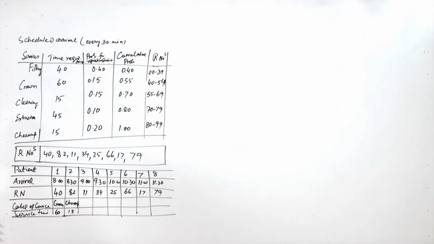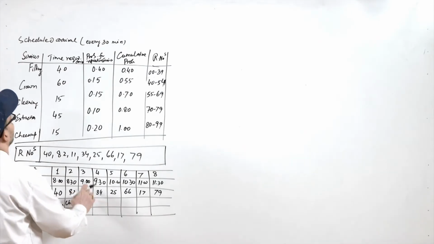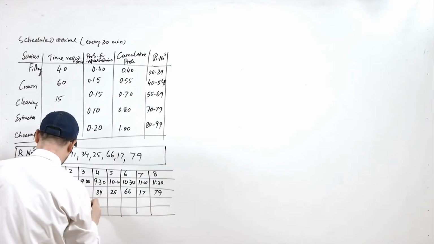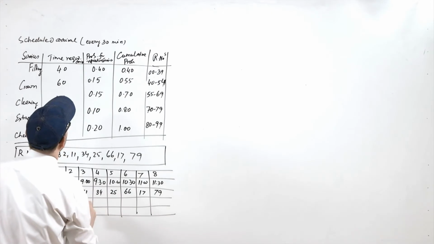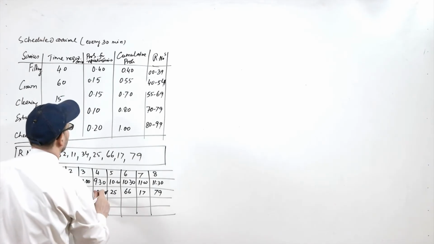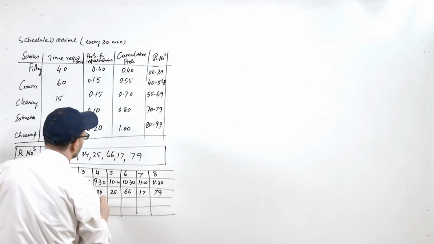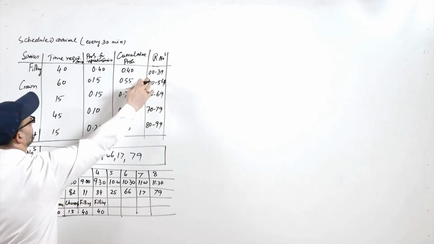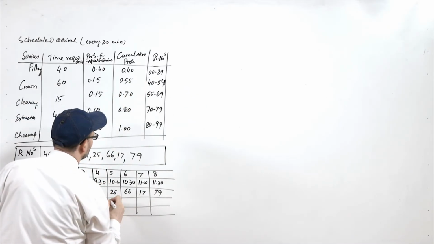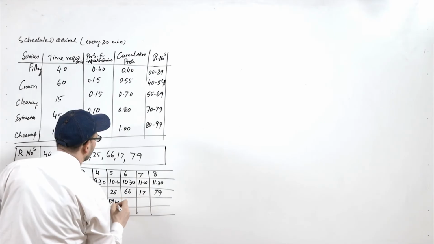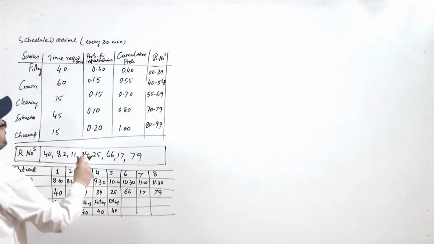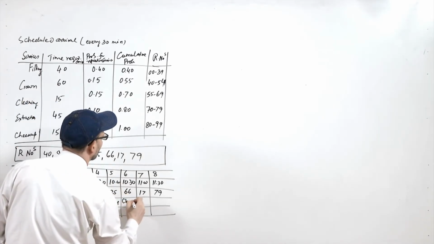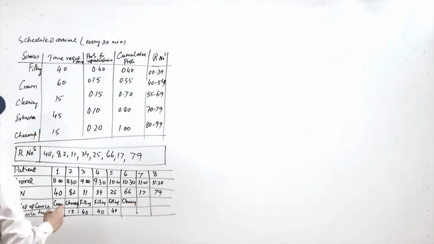Then 11 will be in the first range, so he will go for filling. Filling will take about 40 minutes. 34 is again in filling, so again he will go for filling and it will take 40 minutes. 25 is further in filling, so he will take another 40 minutes. 66 is in cleaning, and cleaning takes 15 minutes.